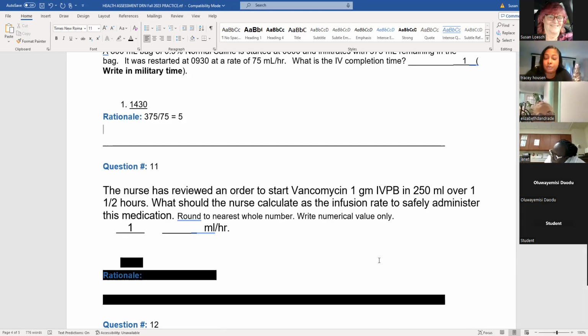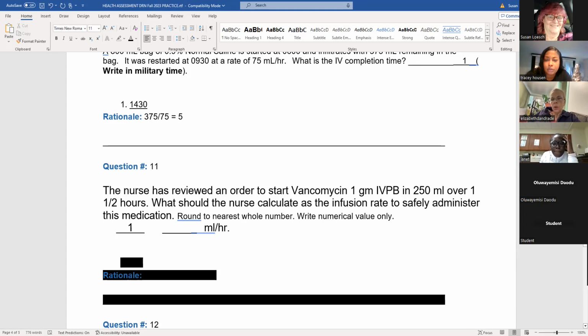All right, so now this next question is asking you to calculate the infusion rate here. And the only thing that you have in the problem is your volume and your time. When you see that, you don't have anything to put over anything. There's no desired dose. There's no supply on hand here, right? So this is just going to be milliliters divided by total number of hours.